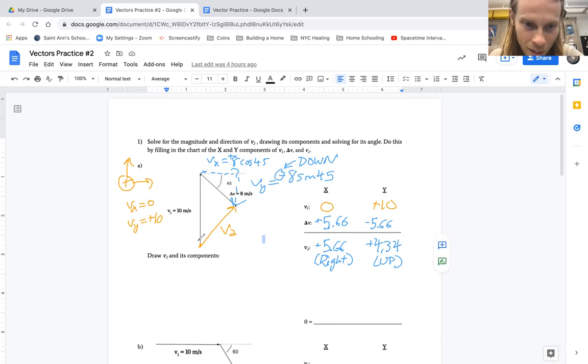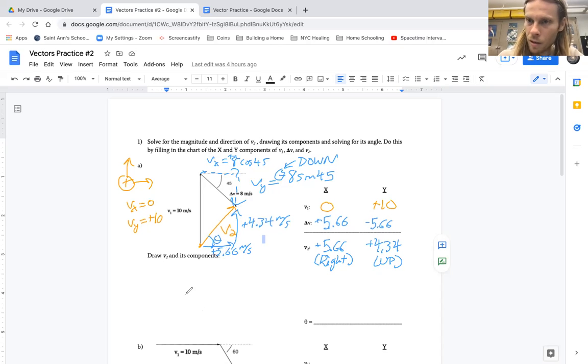If this is 10 and this is negative 5.65, this component will be positive 4.34 up. And this component will be positive 5.66. Sorry for not making them dashed. And this is meters per second. So what is the angle? Let's do this angle. Up and right.